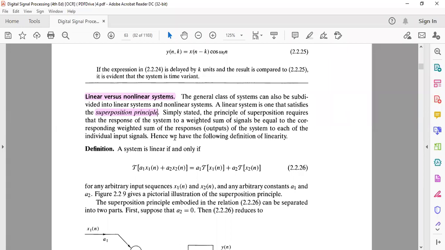A linear system is one that satisfies the superposition principle. Simply stated, the principle of superposition requires that the response of the system to a weighted sum of signals be equal to the corresponding weighted sum of responses, or outputs, of the system to each of the individual inputs.